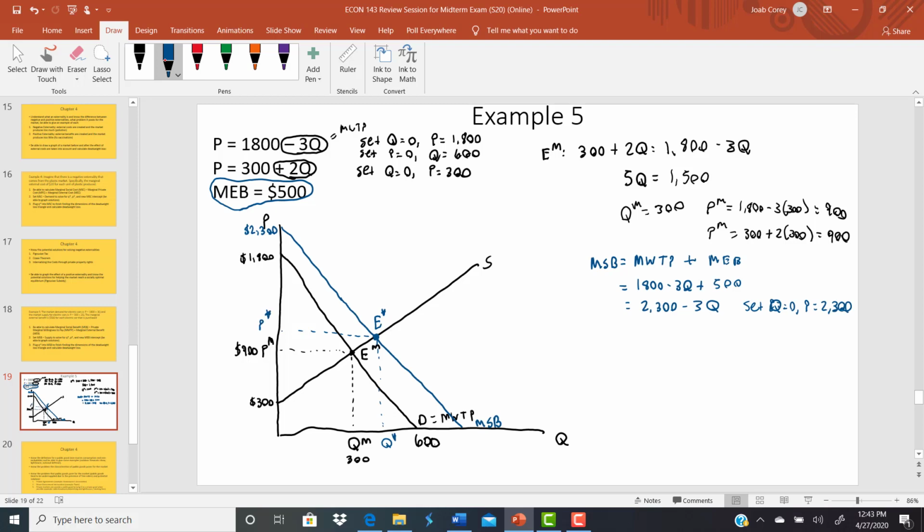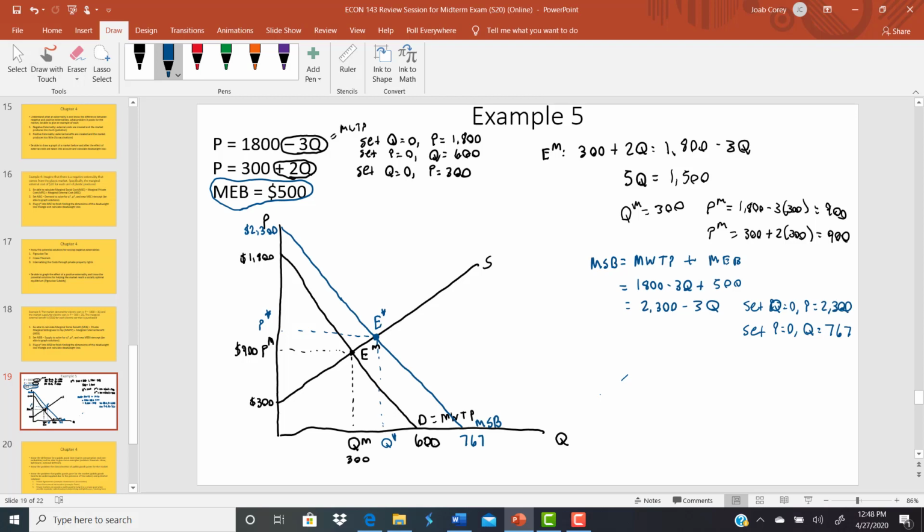And by the way, if you want to find out where that marginal social benefit curve is going to hit that x-axis, then you just set P equal to 0 and solve for Q. So that's 2,300 divided by 3, which should come out to about 767 or so. Or at least 767 is the number once you round it. So we're going to plug that in right there.